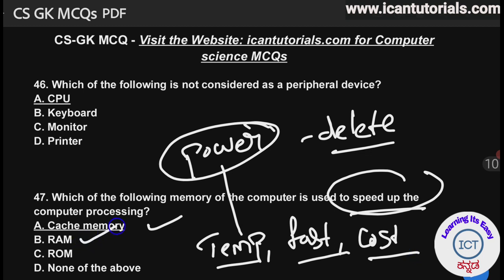Next, RAM means random access memory. ROM stands for read only memory. So cache memory is the right answer.